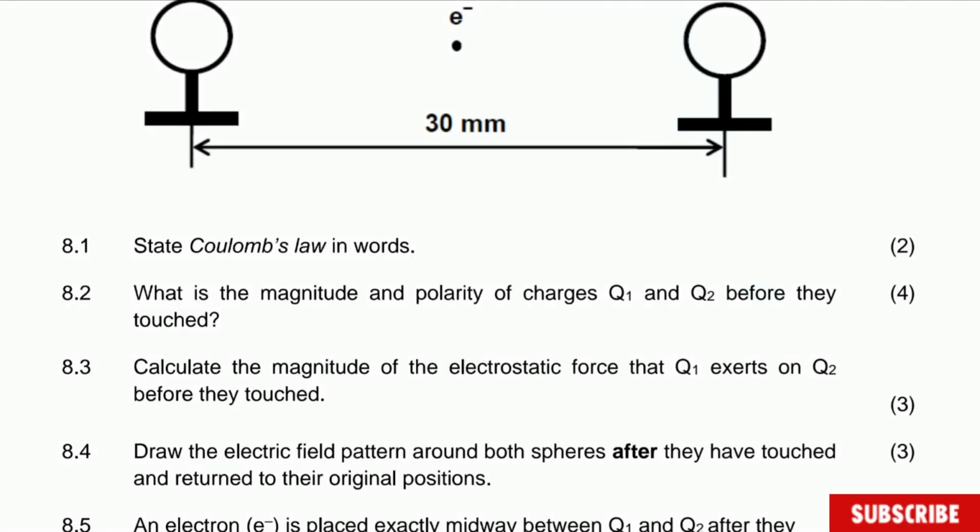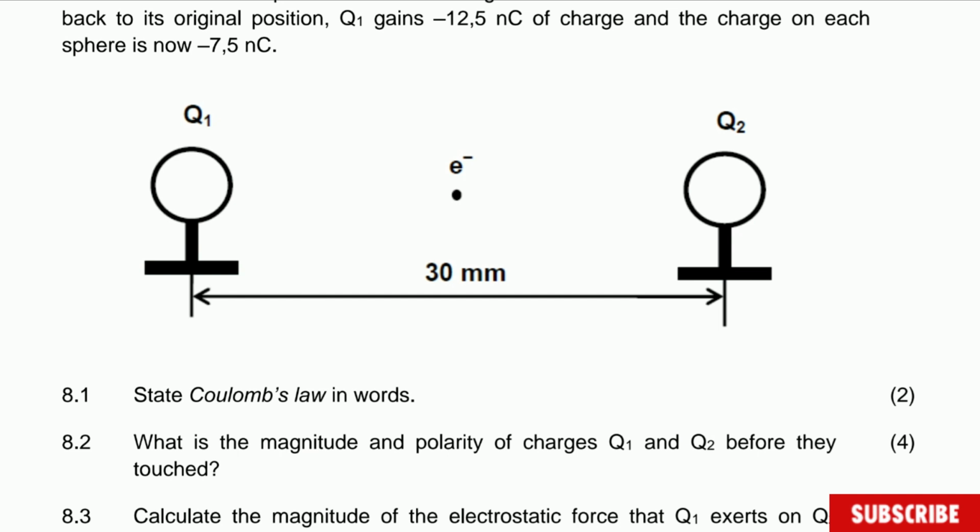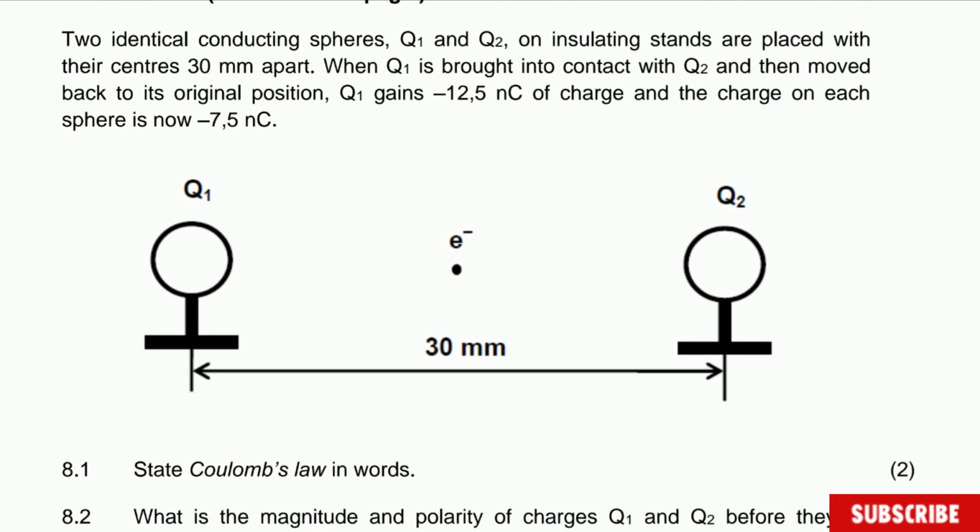Now we are going to question 8.2. What is the magnitude and polarity of charge Q1 and Q2 before they touch? So now here we have the two charges and I want you to see the following. In this question, they are giving us the change in charge for sphere 1. So this one we have here is the change in the charge of sphere 1, which is equal to minus 12.5 nanocoulombs.